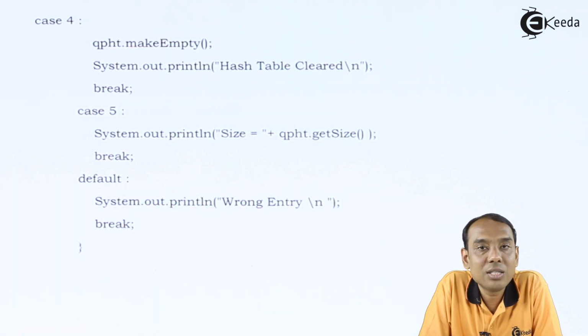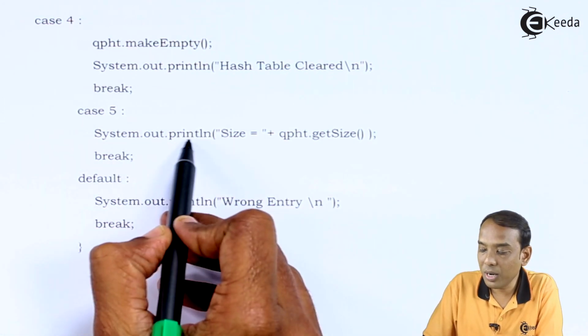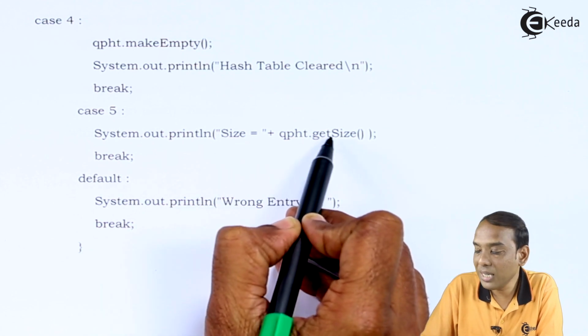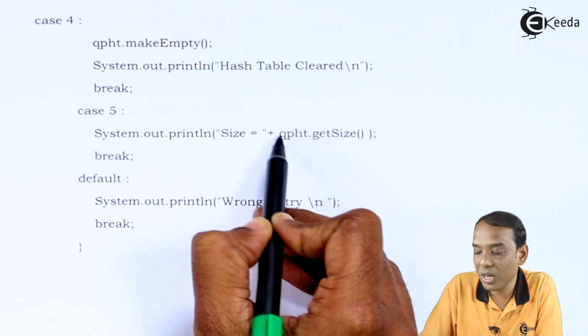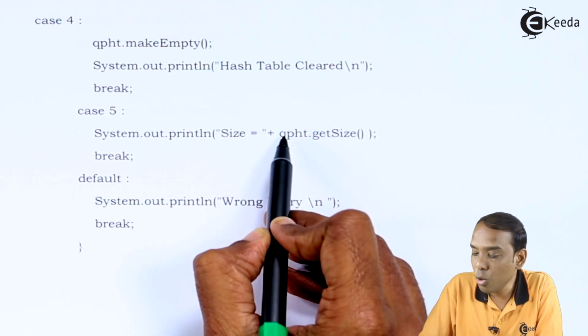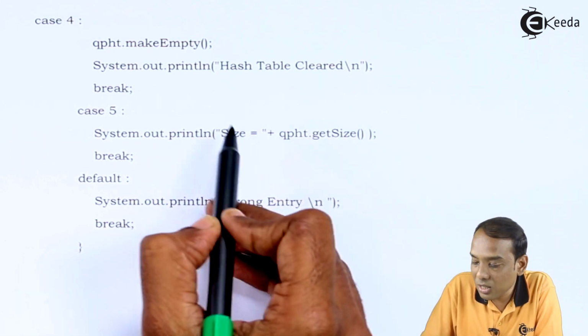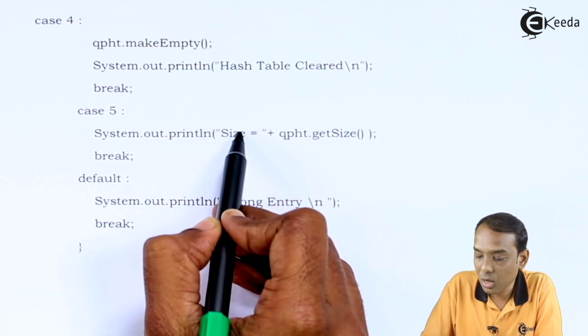So we can safely say that the hash table has been cleared. Then we move to the case number 5, that is to get the size of the hash table. We have system.out.println. We are going to call the function called as get size based on the object QPHT. So we have size equal to concatenate with QPHT.get size. This will give me some integer value and this is given to the variable called as size.